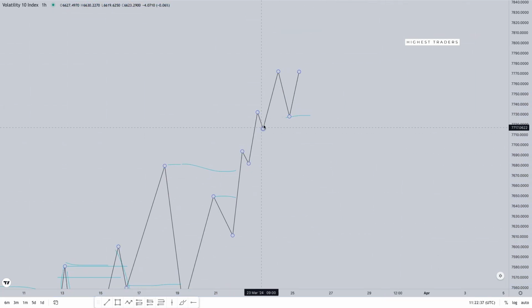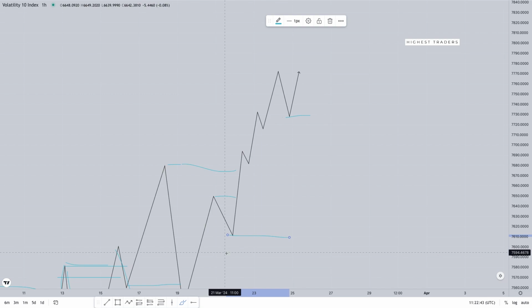This won't be the inducement because these are minor pullbacks. This will be the inducement. The inducement will be this one, because this is now the only significant pullback that we have had. And then you get to clearly see that the structure will become something like this.